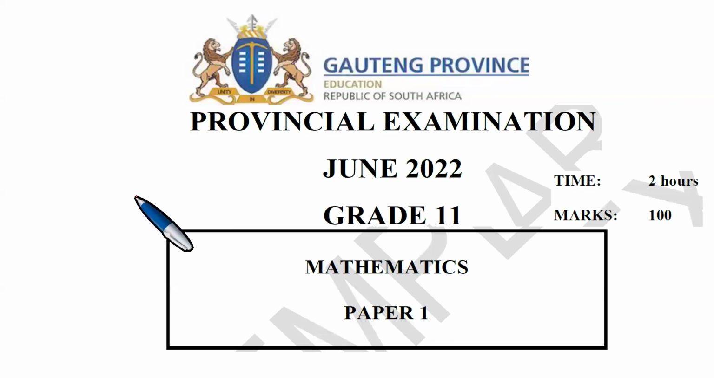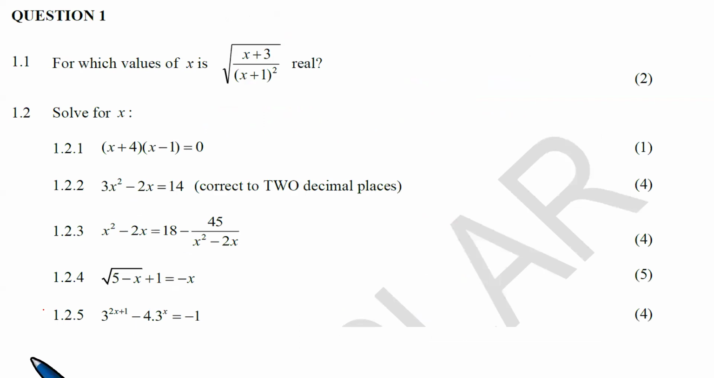In this lesson, we shall focus on the Mathematics Paper 1, Grade 11, June 2022 past exam. It was written out of 100 marks in 2 hours in the Gauteng province in the Republic of South Africa. And we proceed to solve the entire paper from the beginning to the end as follows.